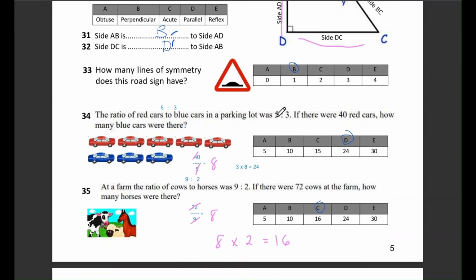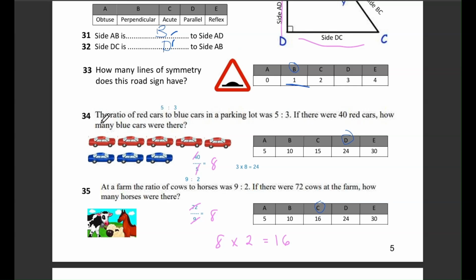Sides DC and AB are running in the same direction and will never meet, making them parallel. Question 33. All right, now we have a road sign and we need to determine how many lines of symmetry it has. Remember, a line of symmetry is like a mirror line, where if you folded the sign along that line, the 2 halves would match perfectly. Our choices are A, 0, B, 1, C, 2, D, 3, and E, 4. The correct answer is B, which is 1. This road sign has exactly 1 line of symmetry.